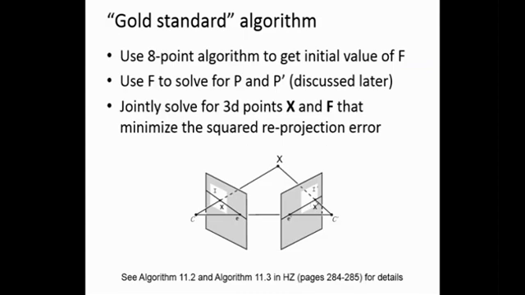The gold standard is to first use the 8-point algorithm to get an initial value of the fundamental matrix. Then solve for the projection matrix between the 2 cameras, which I'll show a little bit later. And then jointly solve for the 3D points and the fundamental matrix that minimizes the squared reprojection error. So they use the linear solution for F, because that's really fast, and you can quickly find the inliers. Then once you find the inliers, you try to minimize the reprojection error of the points onto the image based on a solution for both F and X. And that's going to be a nonlinear solution.